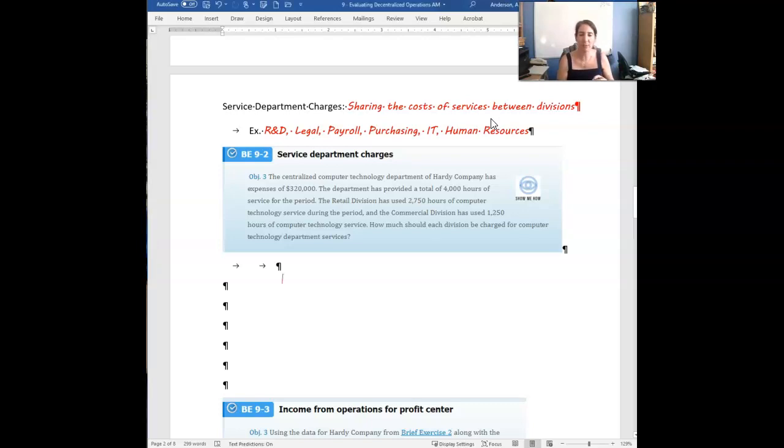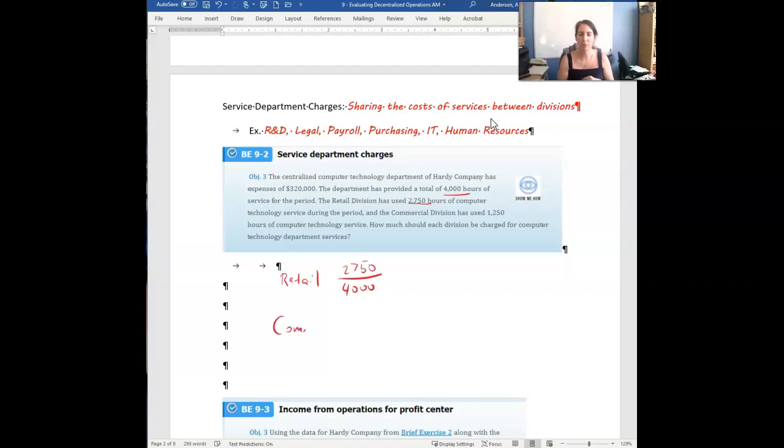Okay, so looking at this one, I'm doing this a little bit shorter than the way that Cengage does it, so it may not match exactly how you have to input it for your homework, but the way I do it makes more sense to me, so that's the way we're doing it. All right, the retail division. The retail division used 2,750 hours out of a total of 4,000 hours of service for the period, right? So retail used 2,750 out of 4,000 hours for the period, right?